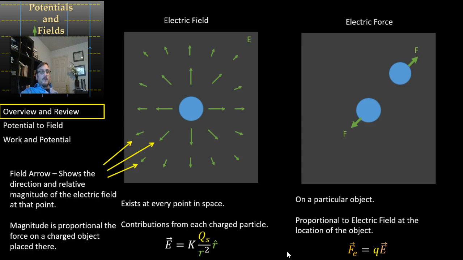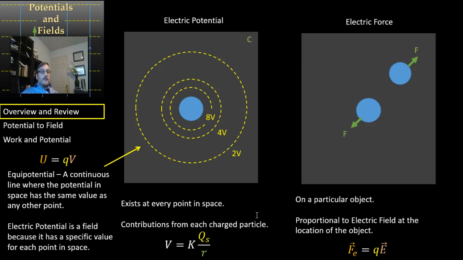Now, that field is related to the potential in this way. The potential, like I said, is also a field. In this case, it's just a number. These equipotentials, these lines that I've drawn here, just tell you where the object has this value of the potential, this voltage.